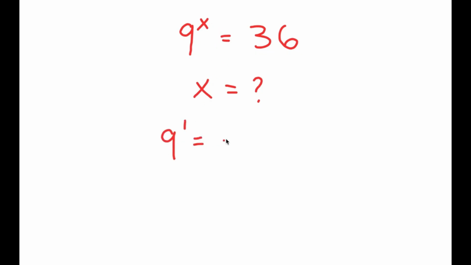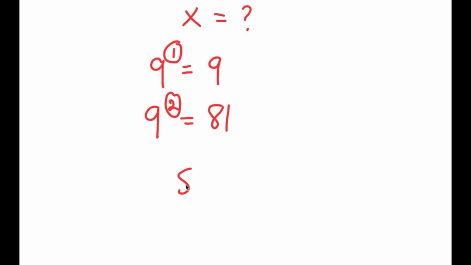Alright, so in this equation, I'm going to be solving 9 to the power of x is equal to 36. To start, my variable in this equation is x, which is what I'm going to be solving for. And we can already tell that x is not going to be a whole number because 9 to the power of 1 is 9 and 9 to the power of 2 is 81. So we know that x is going to be somewhere in between 1 and 2. So we want to find the exact value of x.